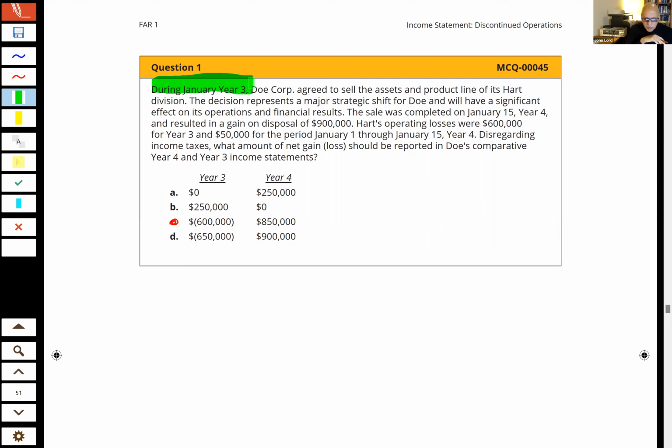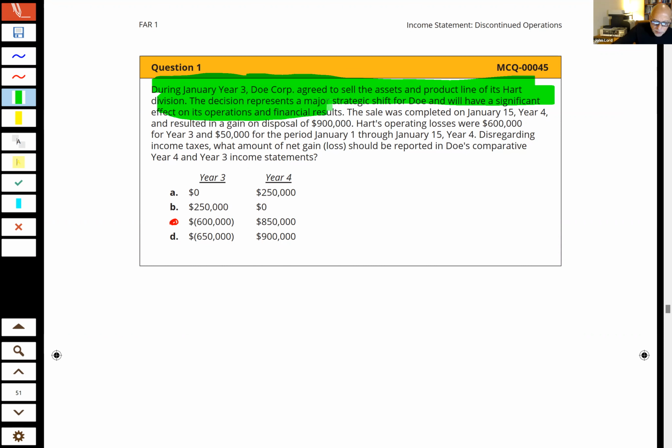So this is a little bit of a question that I don't like the fact that they said during January, because it makes you think that it had to happen towards the beginning of the year. It could have been in December of year 3 that they agreed to sell the assets of a product line, and the decision presents a major and significant effect on the operation results. In other words, all of those words are pointing to this isn't just one department or something. They're getting rid of a major segment of this business, okay?